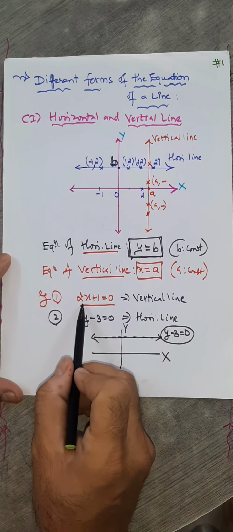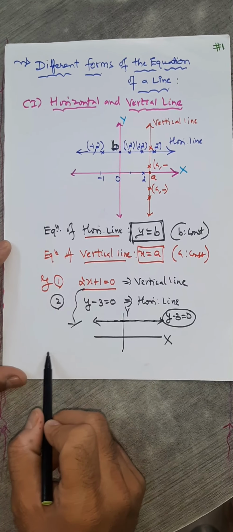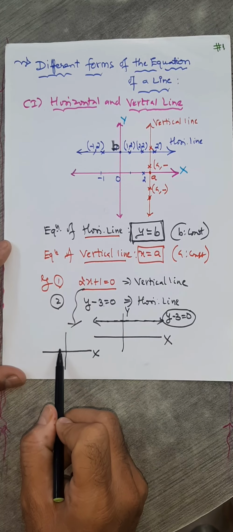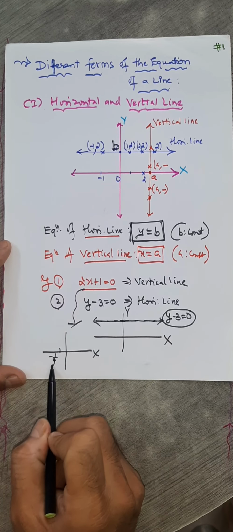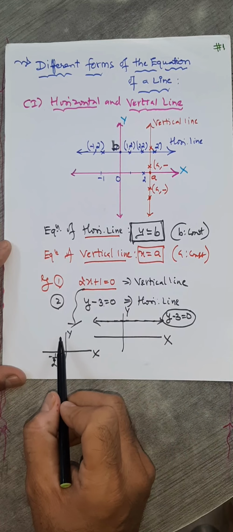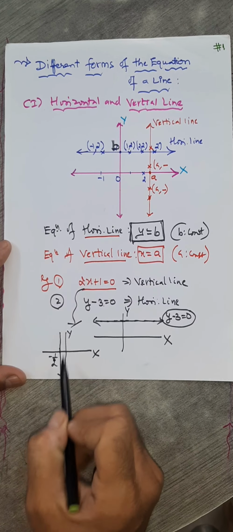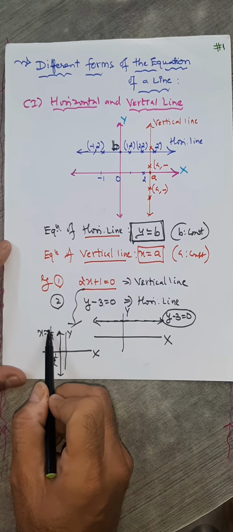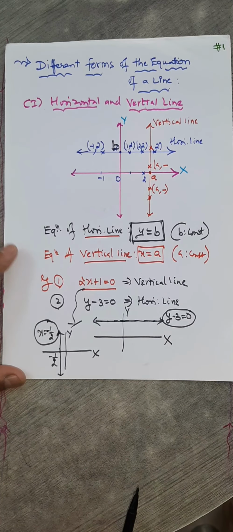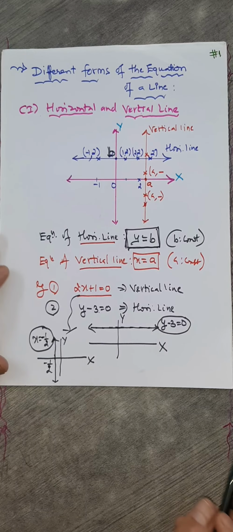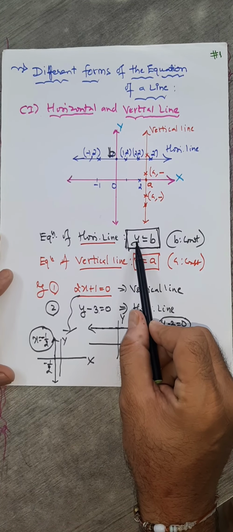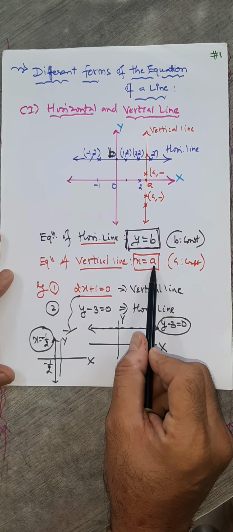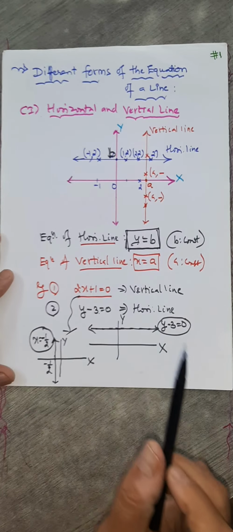Clear? The equation of this line, if I just show you for your information, is x equals minus 1 by 2. Suppose this is minus 1 by 2. You know that it is parallel to y-axis, so it passes through minus 1 by 2 and is parallel to y-axis. So this is nothing but x equals minus 1 by 2. I hope this is clear to you. X variable absent, parallel to x-axis, horizontal line. Y variable absent, parallel to y-axis, vertical line.